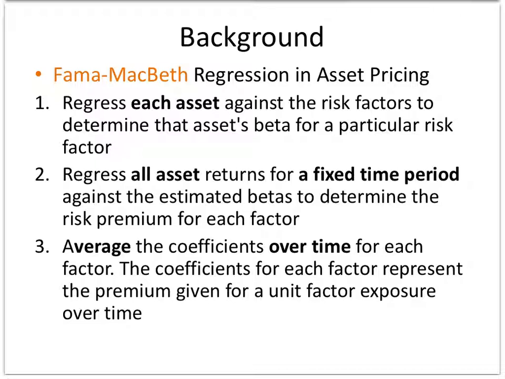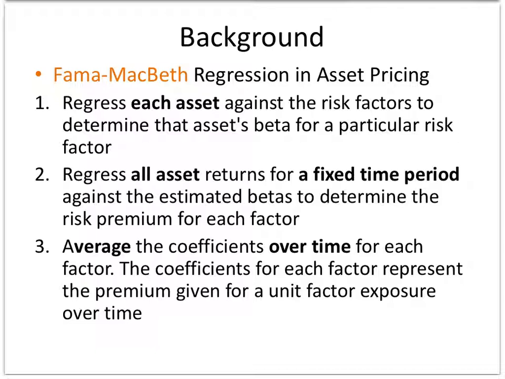The first step of the FM regression is we regress a particular asset, it could be a particular stock, against those risk factors from a time series perspective to determine the asset's beta for a particular risk factor. So this is a regression running on the time series data.